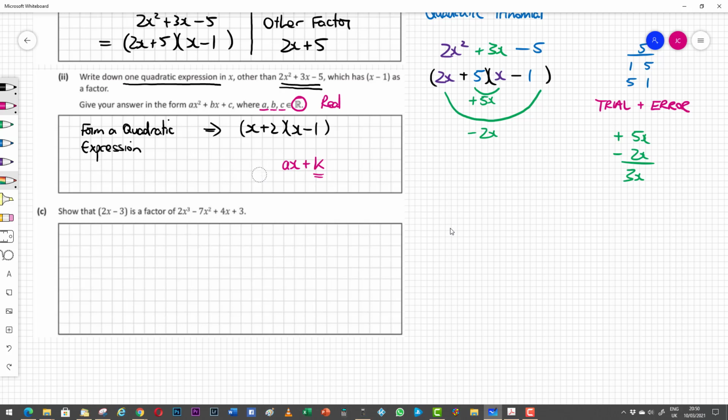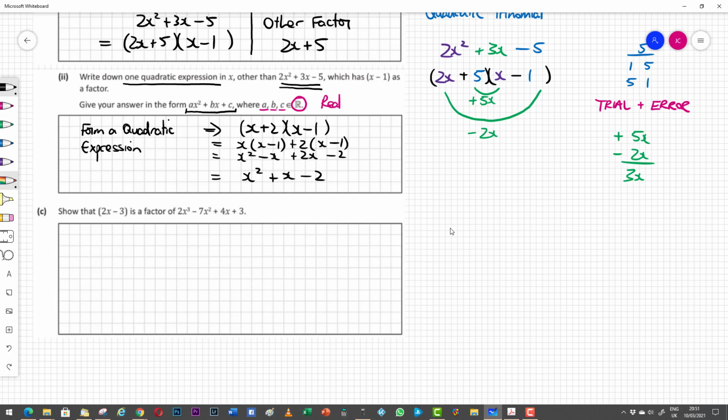So this is my solution. I'm picking x plus 2 times x minus 1. I need to make the quadratic. They asked me to give me the answer in this form, ax squared plus bx plus c. So I need to multiply it out. So it's x on x minus 1 plus 2 on x minus 1. That's going to be x squared minus x plus 2x minus 2, which is x squared plus x minus 2. And this is my answer.